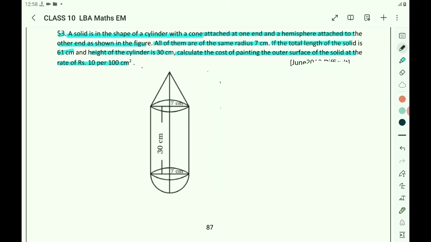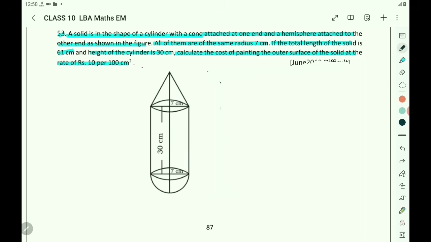Here we have to find out the total surface area of the solid, and also we have to find the total cost of painting. The rate of painting is given, that is rupees 10 per 100 cm square. Then here the radius is same for all three. For cone, for cylinder and for hemisphere the radius is same.